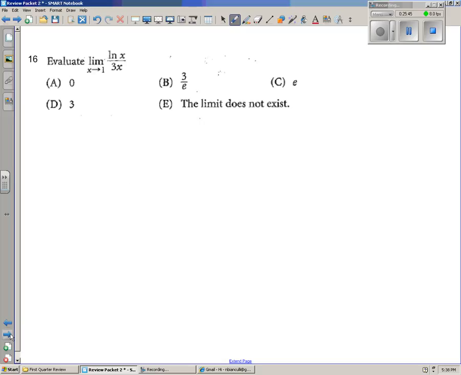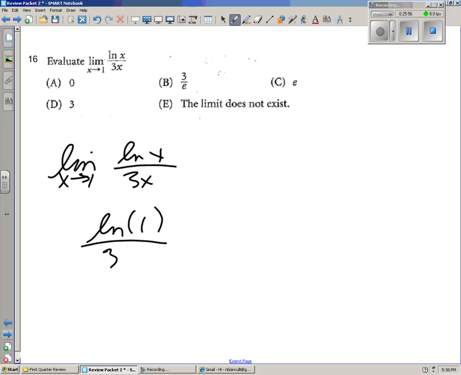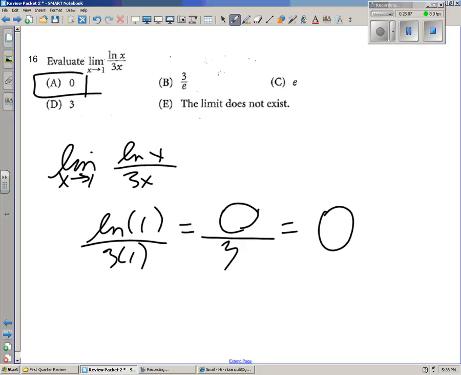Number 16, evaluate the limit as x approaches 1 of ln of x over 3x. The first strategy is you're going to plug in the 1 and see what happens. Well, ln of 1 is 0. That's because e to the 0 is 1. Divided by 3 times 1 is 3. Well, 0 divided by 3 is 0. So guess what? We're done. That was the easiest problem I think we've ever seen on here.